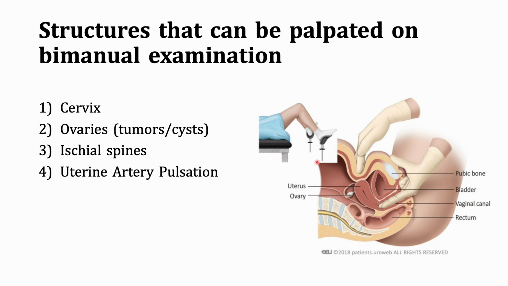And so the things that you can actually palpate on bimanual exam are going to be the cervix, so right here. And then you can do kind of a sweeping motion to feel the ovaries. So the ovaries right over here. And the importance of that is because you can feel for any abnormalities such as tumors or cysts. And then you can also palpate the ischial spines as well as the uterine artery pulsation.